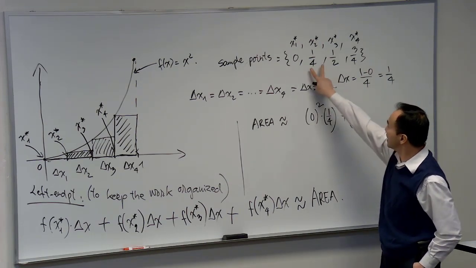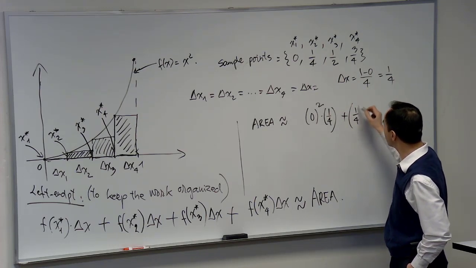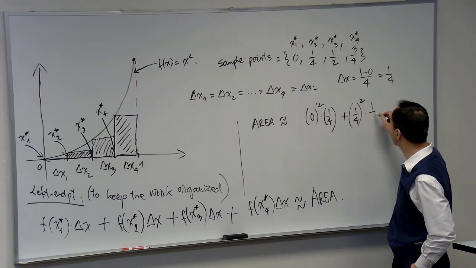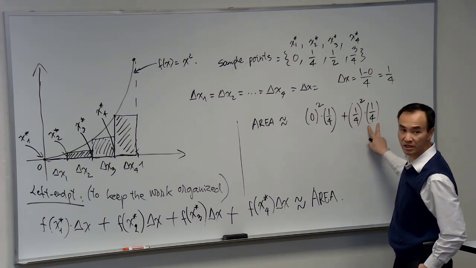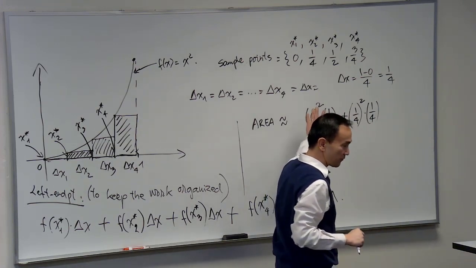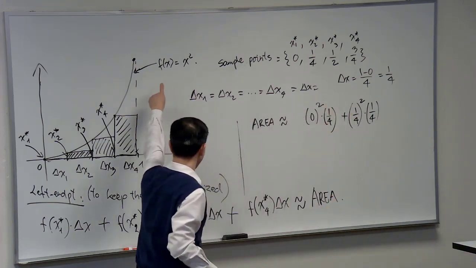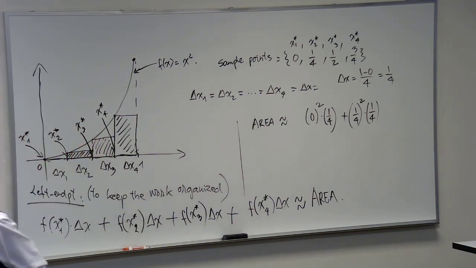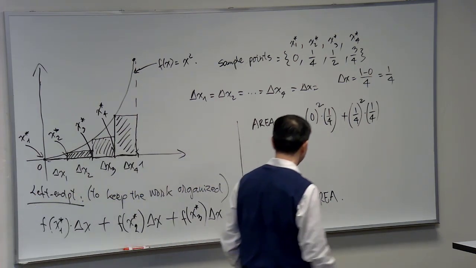So the next one, we add the next rectangle area. The height there is going to be 1/4 substituted into the function, so 1/4 squared multiplied with another 1/4 being the width. Good for that? Okay. So this is the work we're doing for this specific function, x squared. This is the generalization of that, the generality of how the idea works. All right, so let's continue.